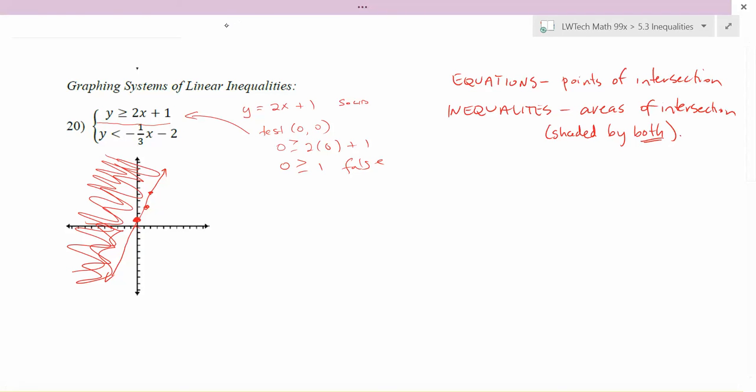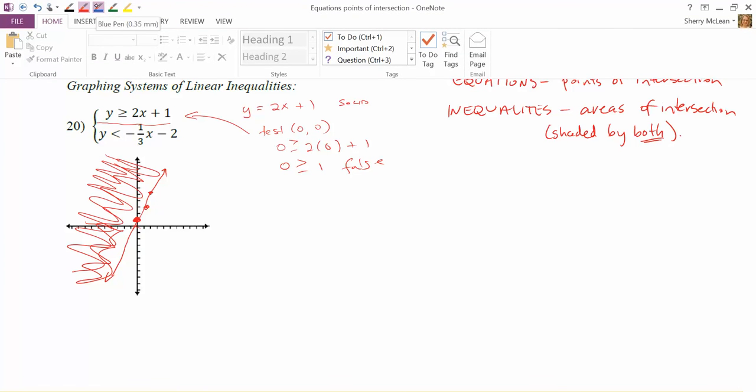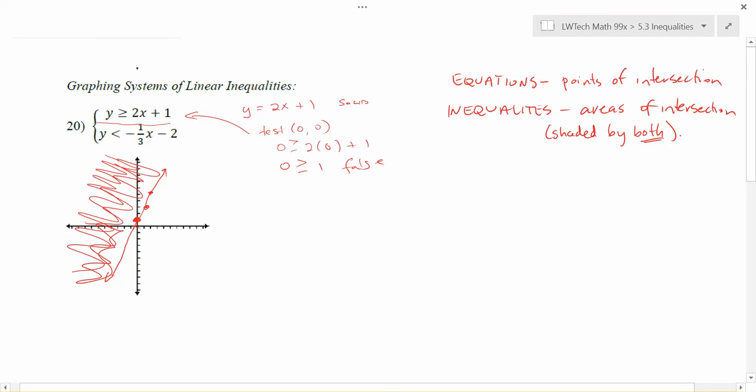All right, now I'm going to switch colors. Let's go to blue, I guess. And I want to work on my second inequality here. And I want to graph it on the same set of axes. Again, start with your boundary line. In this case, it's y equals negative 1/3 x minus 2. This time, the line that I draw is going to be dotted because my original inequality here was less than but not equal to.